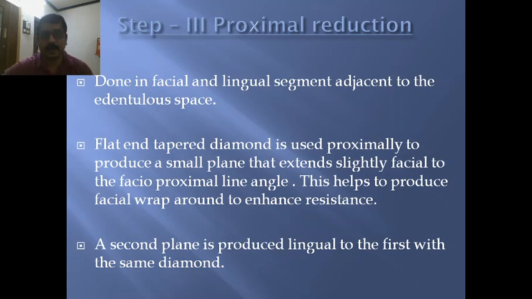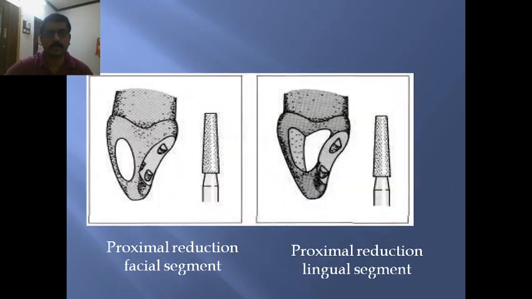Now we will make a second plane. It is produced lingual to the first plane with the same bur. We can see here, this is the first plane which we are making on the proximal aspect to the facial surface just beyond the facio-proximal line angle. And after making this, we go for the second plane towards the lingual surface. It extends from the facio-proximal line angle to the lingual aspect.